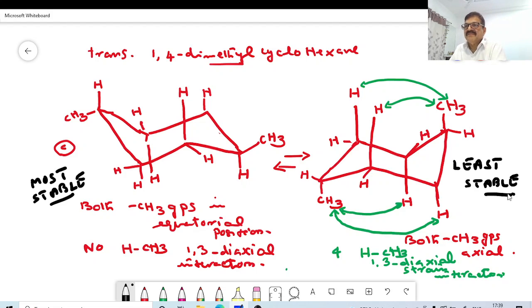These are the various conformations here. Cis and trans of 1,4-dimethyl cyclohexane we have seen. We know how to draw them also. So I hope you have understood the conformational analysis of the substituted cyclohexanes. Thank you so much for listening.